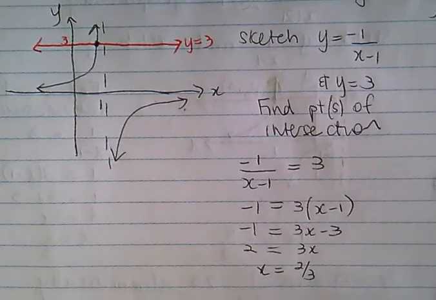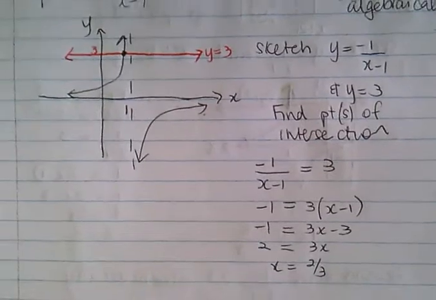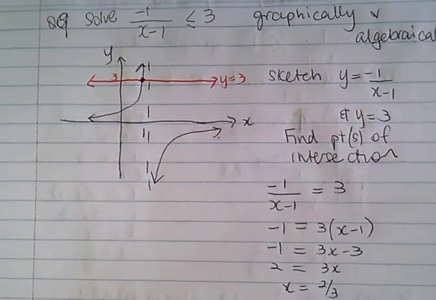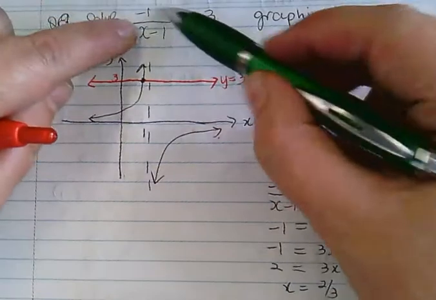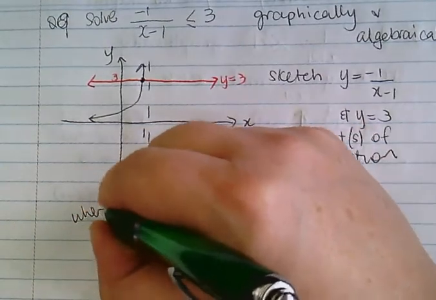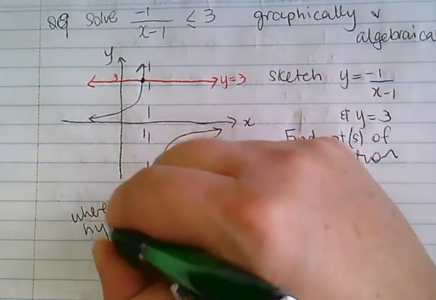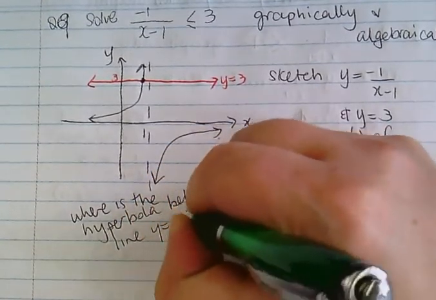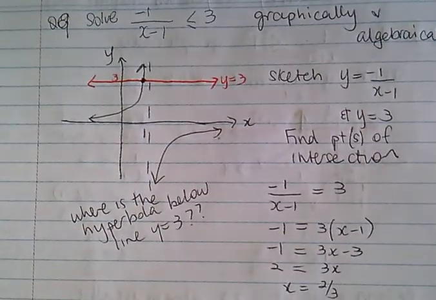All right? So now it's asking me, where is the curve, the hyperbola? When I look at the question, it's telling me, where is the hyperbola, above or below 3? Where is the hyperbola less than or equal to 3? Do you see it's asking me for below? So I want the hyperbola to be below. So here I'm going to myself, where is the hyperbola below the line y equals 3? That's what you're asking yourself. See, it's the hyperbola is less than 3, below it.